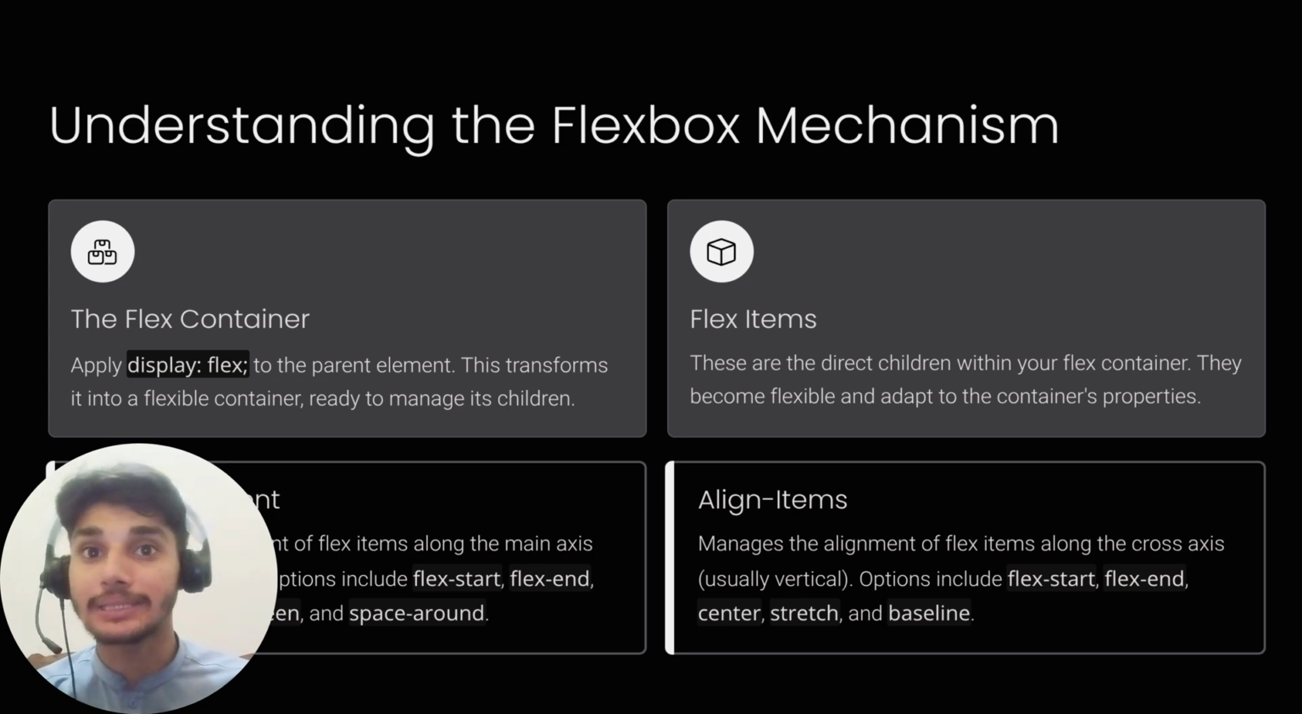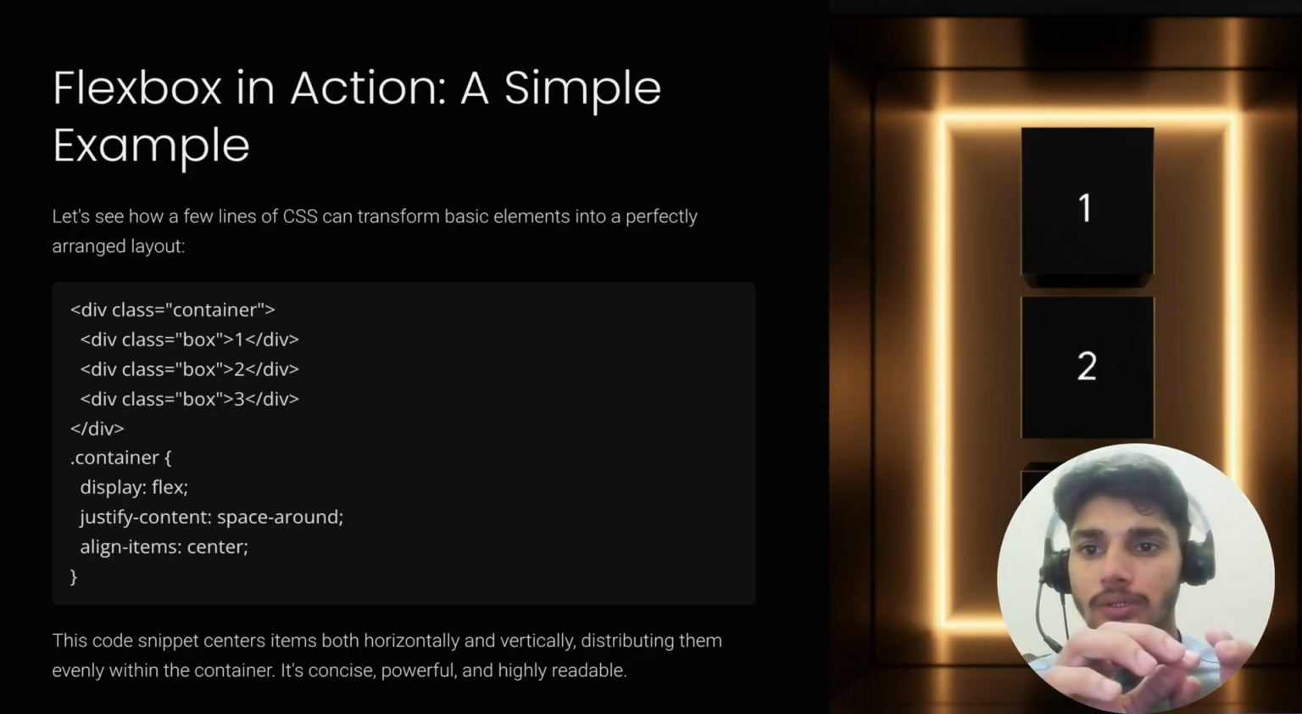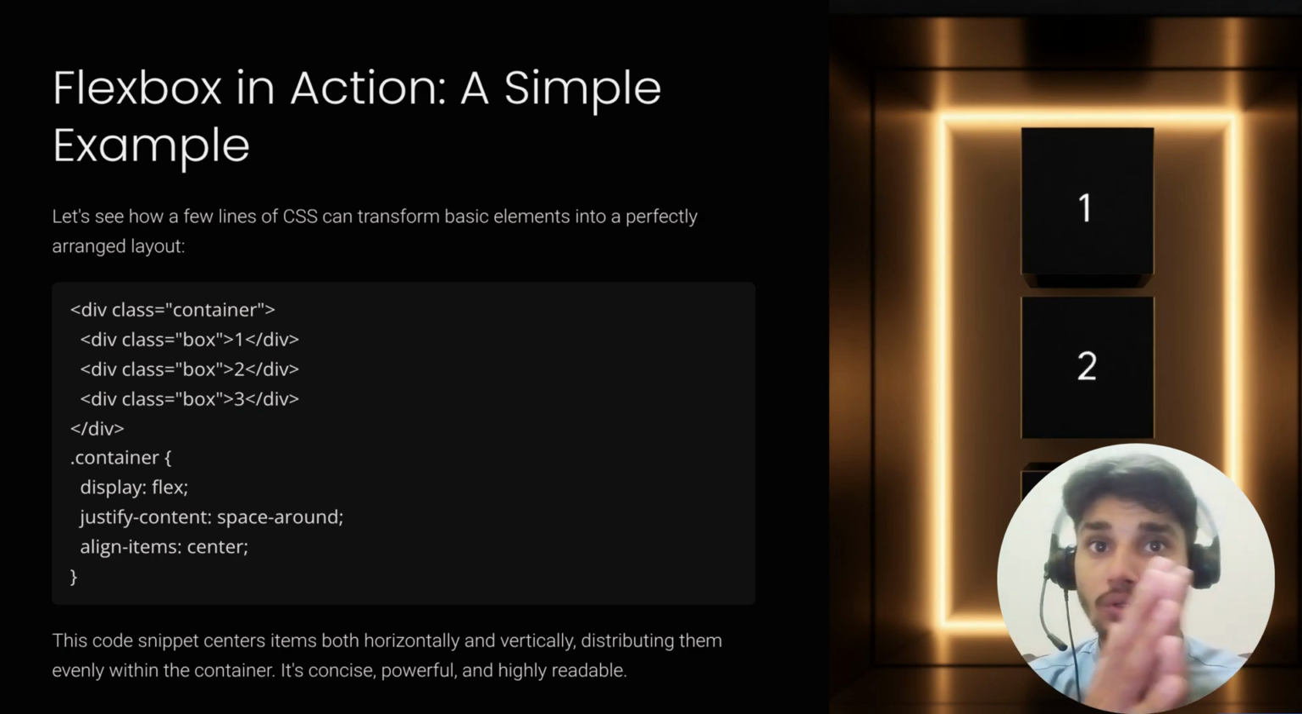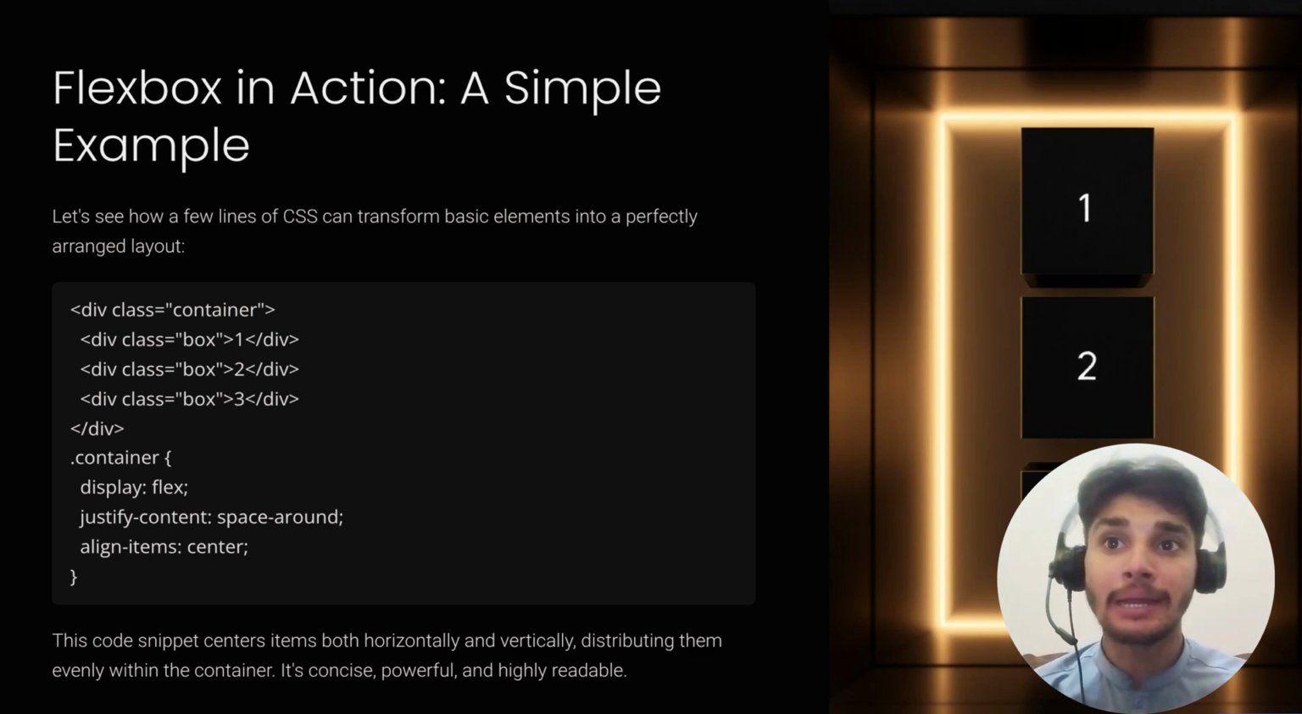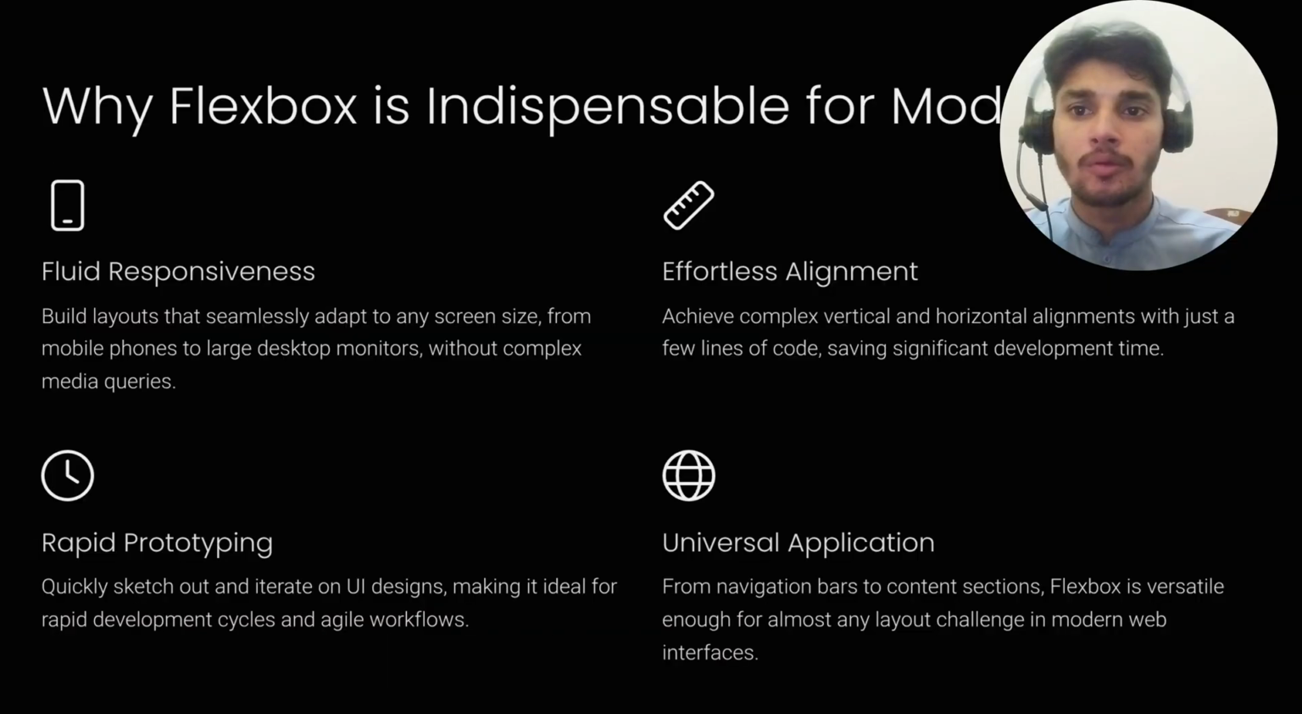Let's look at a simple code example. Here's the code you can see on the screen. This places three boxes in a row, spaces them out evenly, and centers them vertically. It's clean, simple, and flexible.